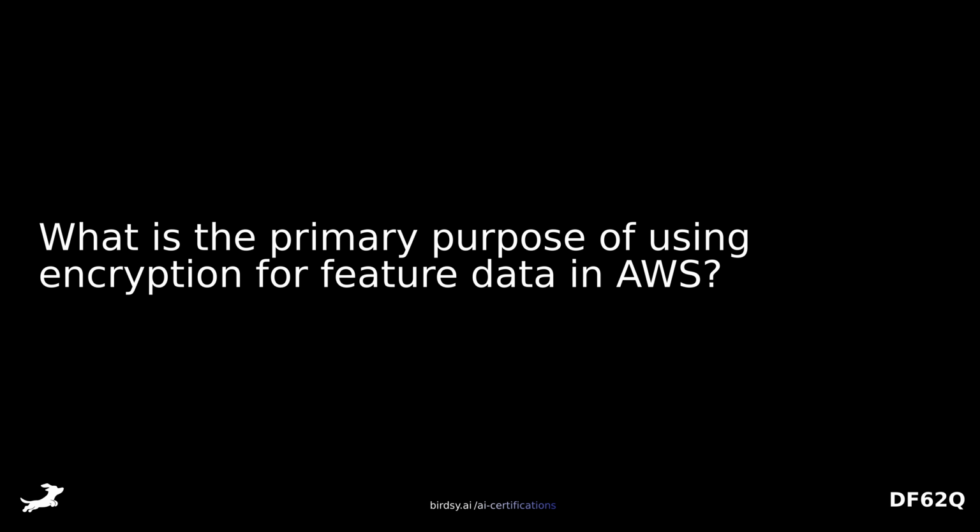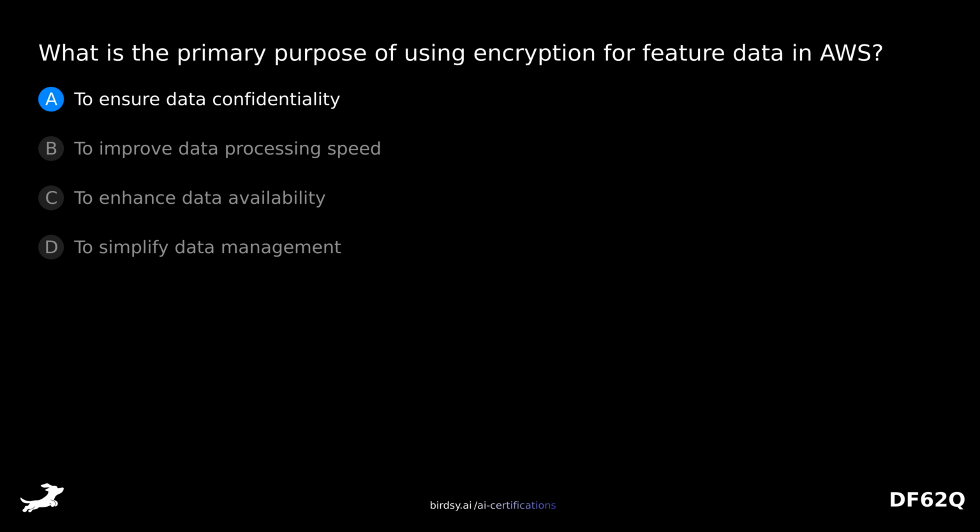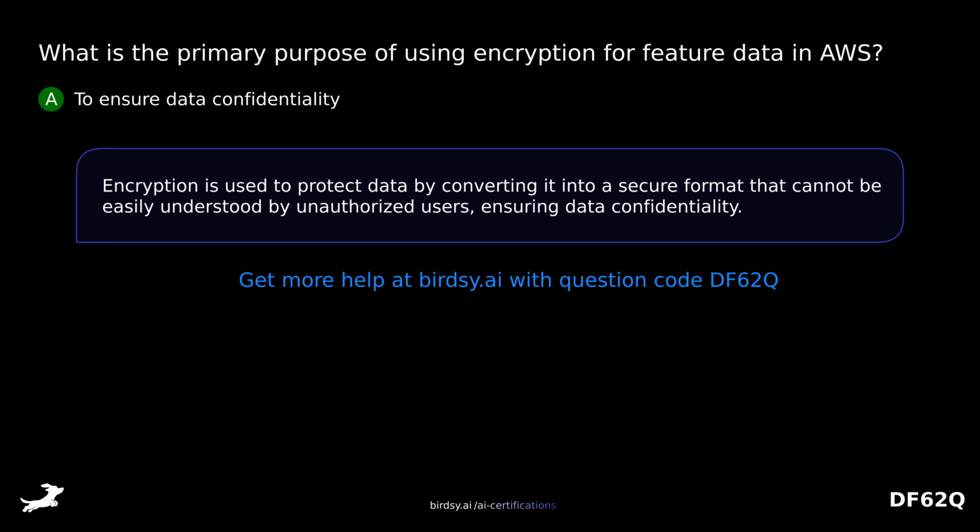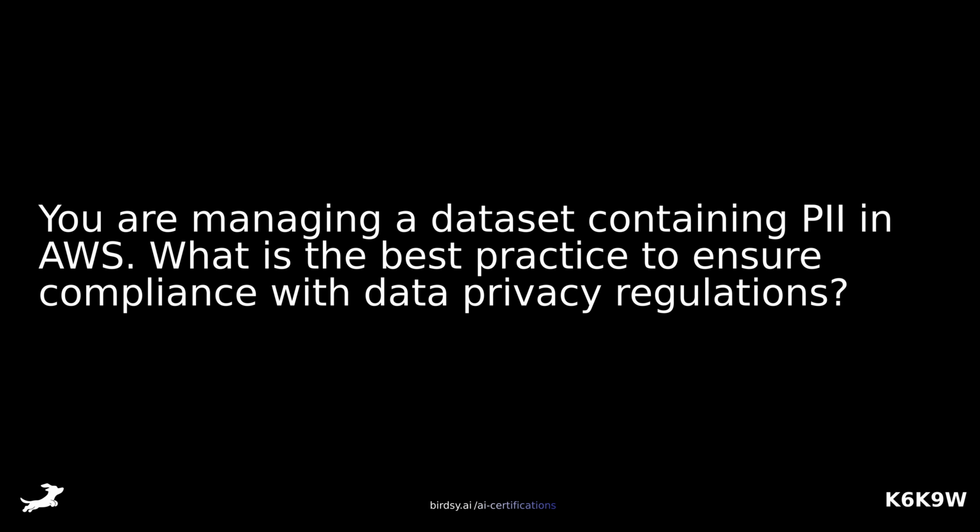What is the primary purpose of using encryption for feature data in AWS? Is it A. To ensure data confidentiality? B. To improve data processing speed? C. To enhance data availability? Or D. To simplify data management? The answer is A. To ensure data confidentiality. Encryption is used to protect data by converting it into a secure format that cannot be easily understood by unauthorized users, ensuring data confidentiality.